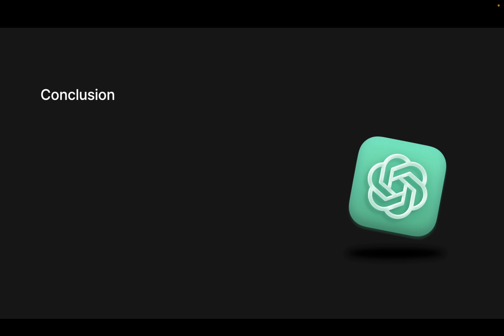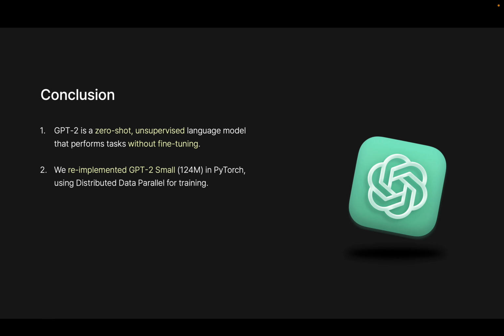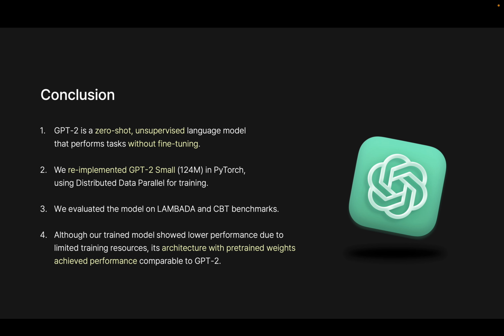To wrap up, GPT-2 is introduced as a zero-shot unsupervised language model that performs various tasks without task-specific fine-tuning. We re-implemented GPT-2 Small in PyTorch and trained it using DDP. We then evaluated the model on LAMBADA and CBT to assess its zero-shot performance. Although our trained model showed lower accuracy due to limited training, we confirmed that our architecture is correct, as it achieved results close to GPT-2 when loaded with pre-trained weights. This validates the fidelity of our GPT-2 reproduction, both in structure and functionality. Thank you for listening.